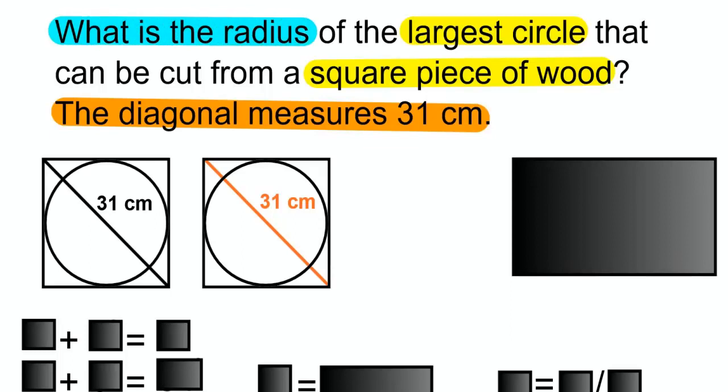And finally, what is the radius that we can cut from this circle? Remember that the radius will be from the center of the circle to anywhere touching the outside of the circle. So this will be our radius.